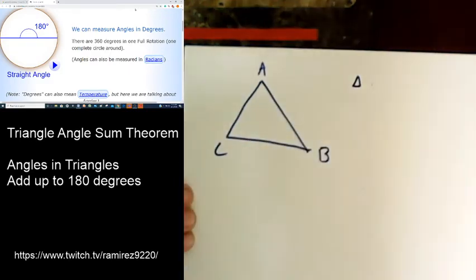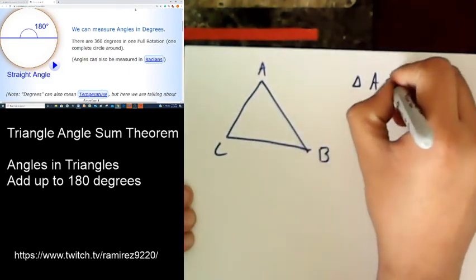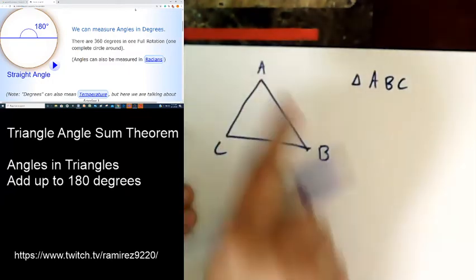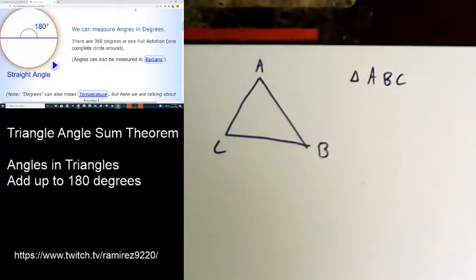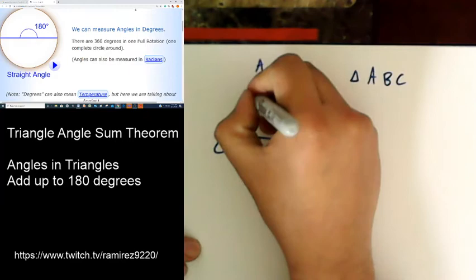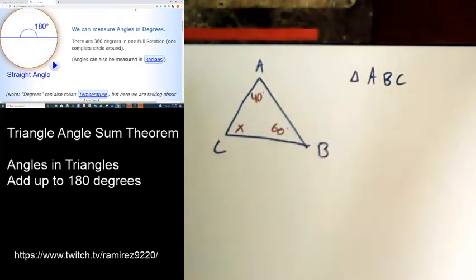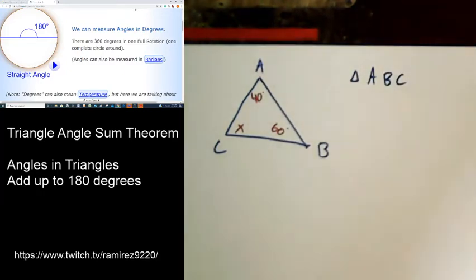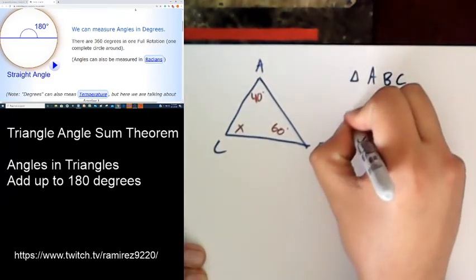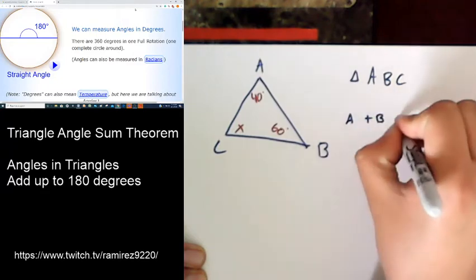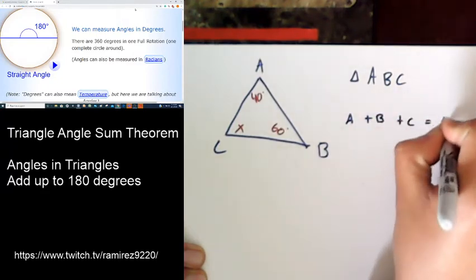So we named this triangle. We use a triangle symbol to symbolize a triangle, ABC. My angles are A, B, and C. Let's just say that angle A was 40 degrees, angle B was 60 degrees, and you did not know what angle C was. Notice how I just indicated that by putting an X in it. This is where algebra kicks in. Nothing crazy though. Because we know that the three angles should add up to 180, it's like saying that angle A plus angle B plus angle C should give me 180.